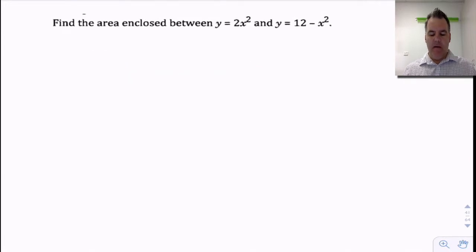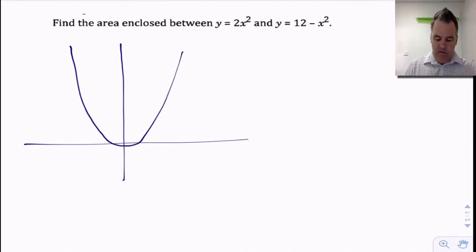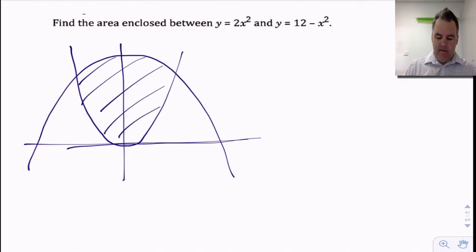So one example here, the area enclosed between these two curves. Really good idea to draw them if you can. So again, on your calculator, it makes it really easy. So y equals 2x squared is a parabola that just touches the x-axis there, and y equals 12 minus x squared has a y-intercept of 12, and it's a bit wider than the other one, and it's upside down. So we are trying to calculate that area in there.